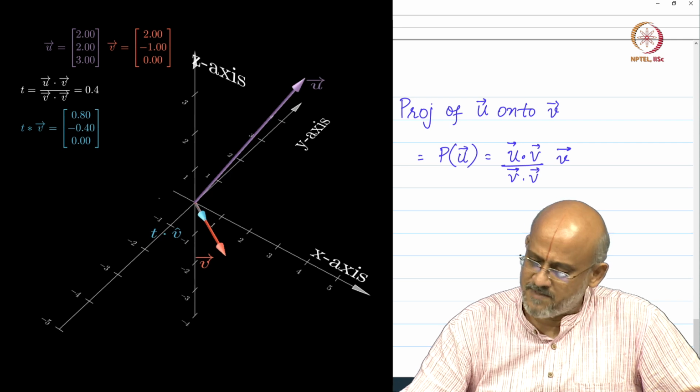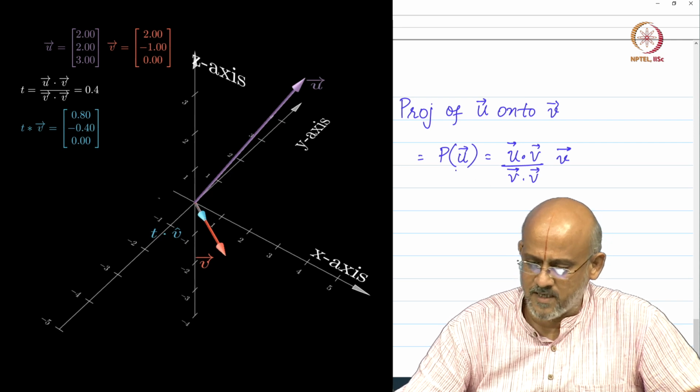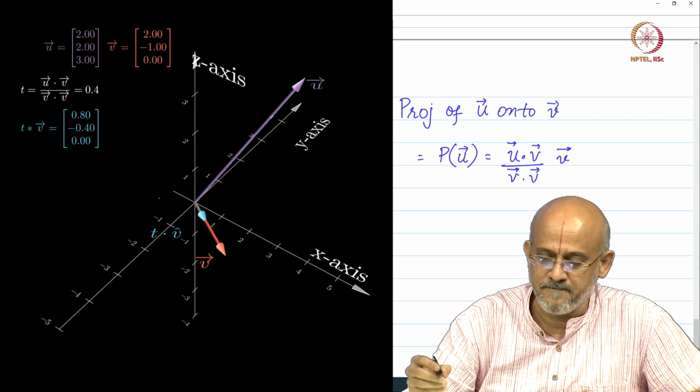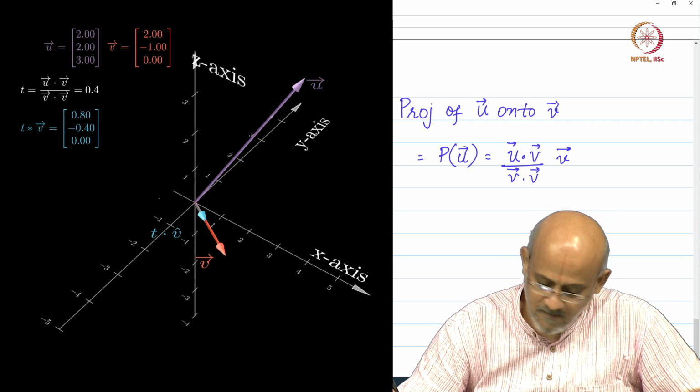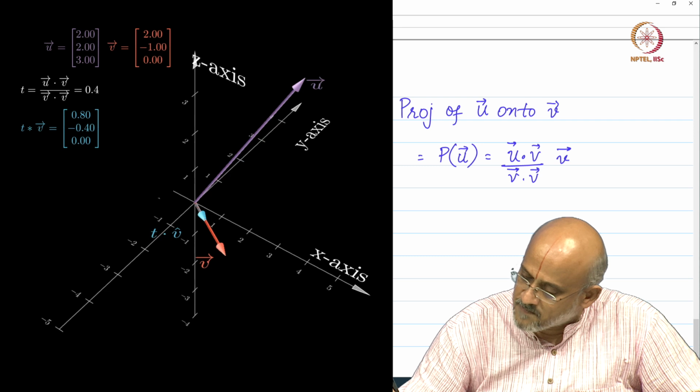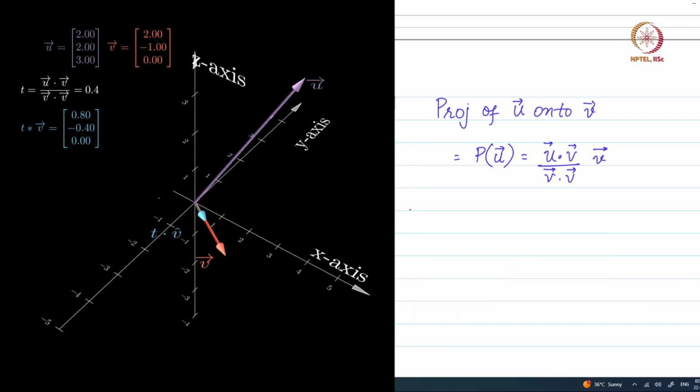What does this projection p of u actually mean? So, we are going to say that this multiple t v, this multiple of the vector v, is the multiple of v that best approximates u.